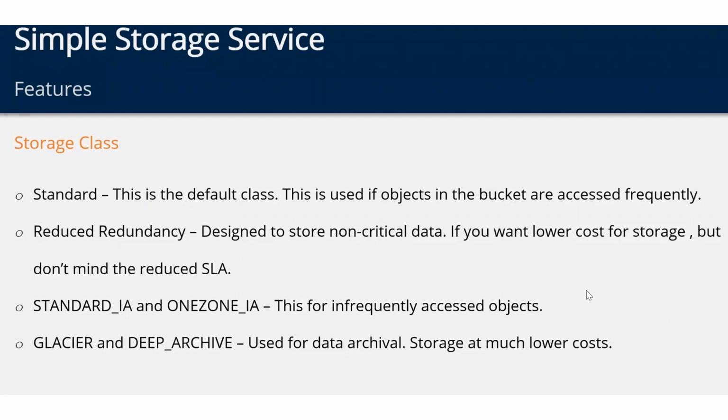So first we talk about the S3 bucket. S3 has different kinds of storage classes, with different access standards and pricing. The first one is the standard default class. Obviously, this is the most expensive among these four. I'm not saying it's super expensive, but it is expensive among these four. The second is reduced redundancy, designed to store non-critical data if you want to lower storage cost but don't mind reduced SLAs.